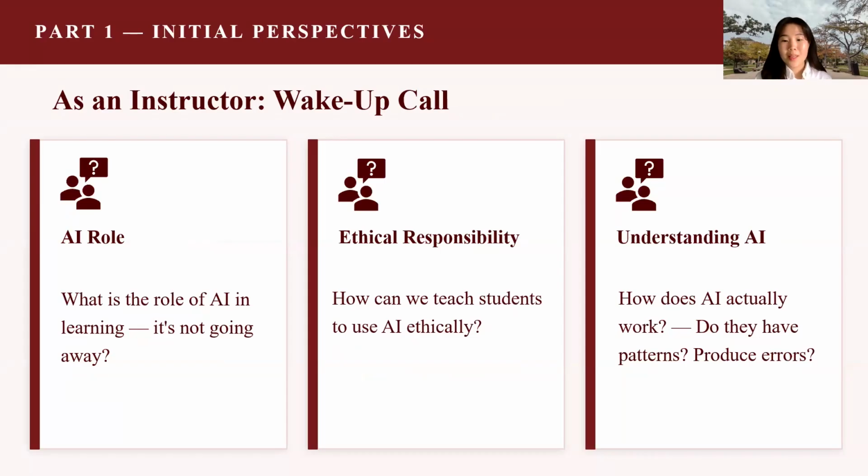That incident, I would say, woke me up to think about three different critical questions. The first one is, what is the role of AI in learning? What do we need to do as an instructor to guide students on how to utilize AI for their learning? The second question was, how can we teach students to use AI ethically? And the third question was, how does AI actually work? Because as an instructor, if we don't know how AI or generative AI works, we cannot really implement it into the coursework and teach students about AI.